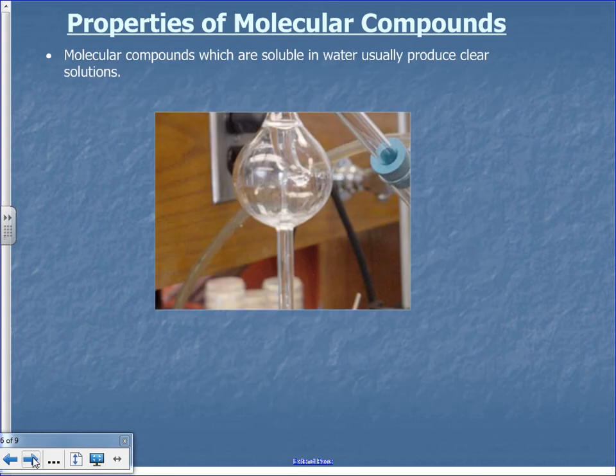Molecular compounds which are soluble in water usually produce clear solutions. I mean, when you add sugar to water, it doesn't change its color. It might get a little cloudy, but it doesn't radically change color to something else, right? So they typically produce clear solutions. Again, alcohol and sugar would be examples of that. They dissolve in water, but their solutions are clear.